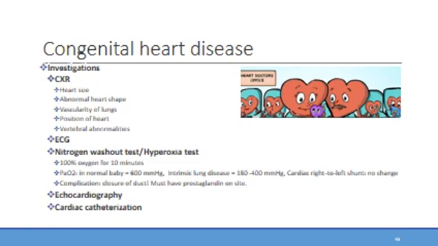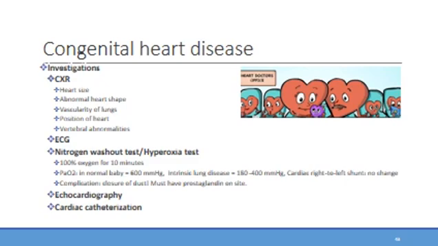An ECG can be done, and then a nitrogen washout test or hyperoxia test can be performed if you suspect a cyanotic heart lesion. So if you have respiratory distress with cyanosis, it can either be a respiratory problem or a cardiovascular problem or pulmonary hypertension, which is somewhere in between. For this test, you will do a blood gas to determine the PaO2 and then administer 100% oxygen for 10 minutes, followed then by a repeat blood gas.